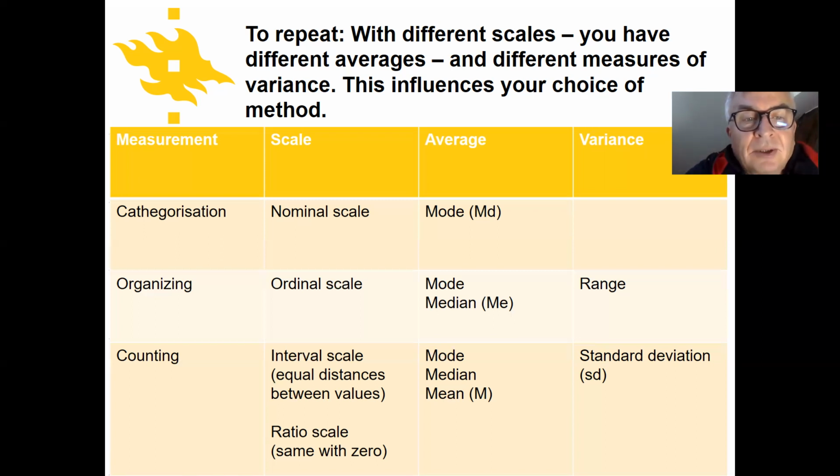And then if you can count something, even more is possible, so that you have an interval scale with equal distances between the values. In the ordinal scale, they're in order, but they can be either a long way from each other or a short way from each other. Different distances from each other is the point. In an interval scale, the intervals are the same. And if you are really lucky, you also have a real zero in there.